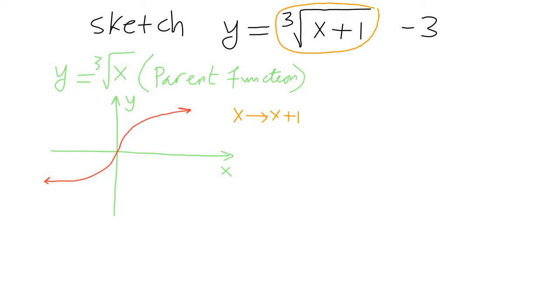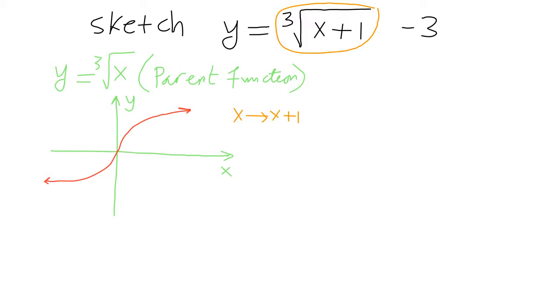Then we have to add or subtract 3 outside the parent function. So this one is what? Horizontal shifting. This is a vertical shifting. I know there is a horizontal shifting 1 unit to the left, and I know that there's shifting vertically, I'm sorry, shifting vertically 3 units downward.